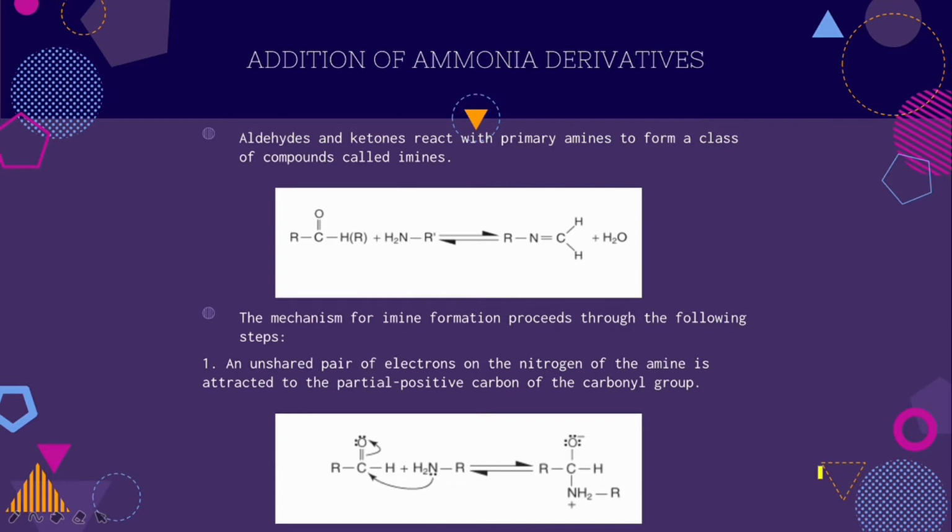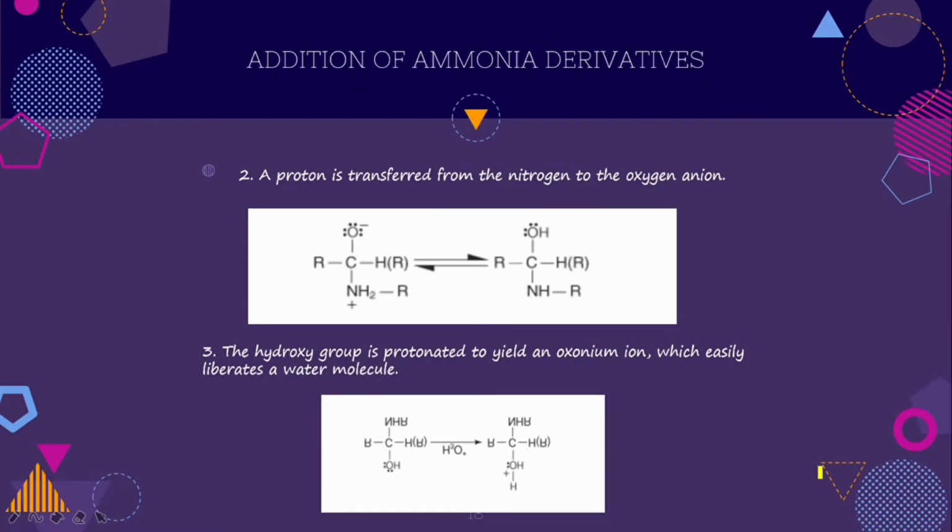The mechanism for imine formation proceeds through the following steps. First, an unshared pair of electrons on the nitrogen of the amine is attracted to the partial positive carbon of the carbonyl group. Second, a proton is transferred from the nitrogen to the oxygen anion. Third, the hydroxy group is protonated to yield an oxonium ion, which easily liberates a water molecule.